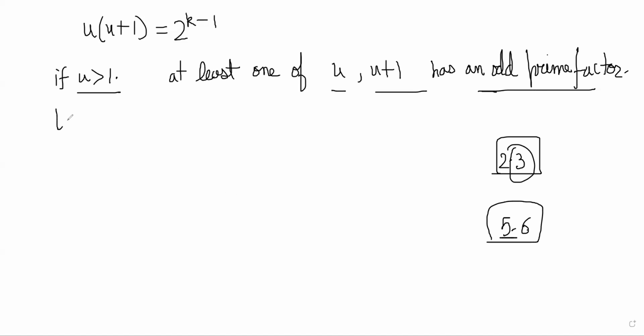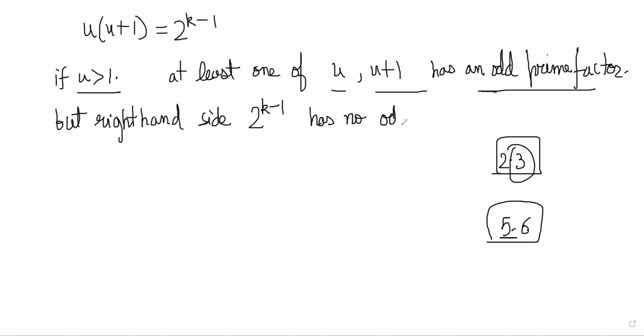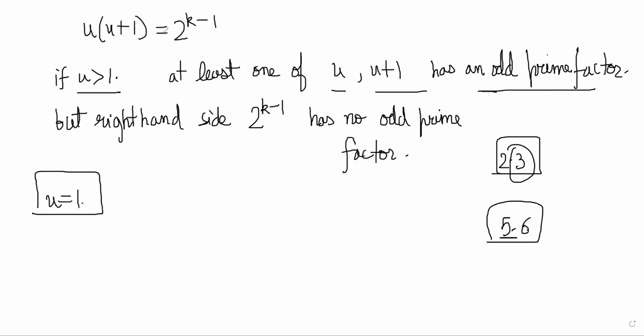But the right hand side, 2 power k minus 1, has no odd prime factor. So that is a contradiction. So that means u must be 1. And if u is 1, now we start getting our values. If u is 1, you get 1 into 2 is 2 power k minus 1. So that is, k must be 2 then.